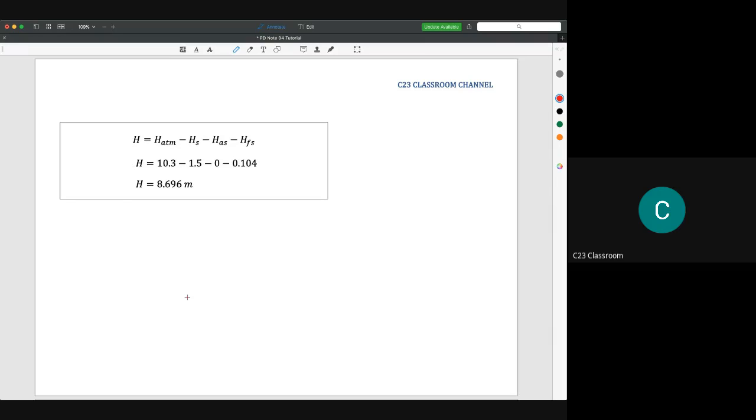Now we can calculate the total head at the suction. It is equal to 10.3 minus 1.5 minus 0 and minus 0.104. So the total head is 8.696 meters.